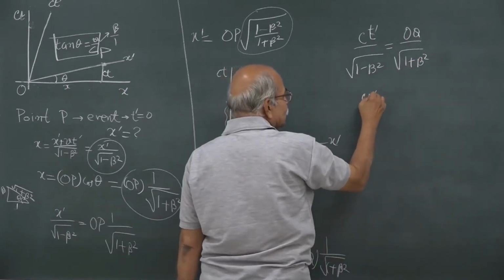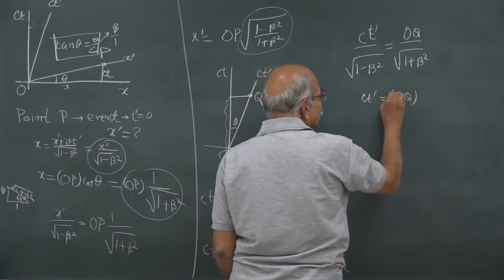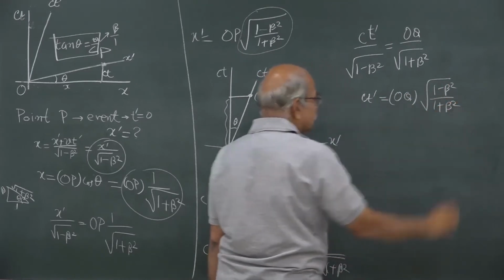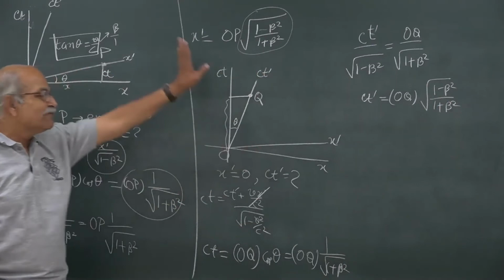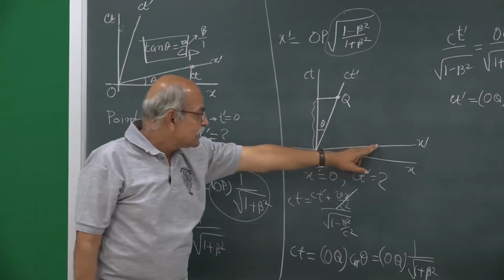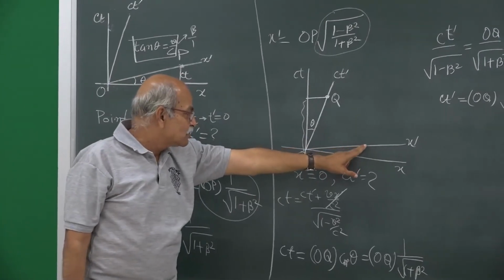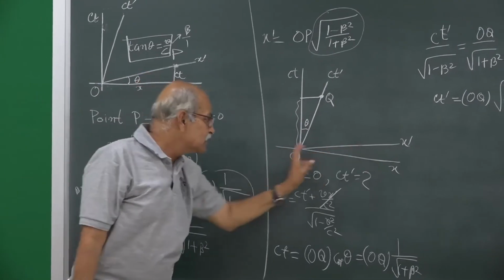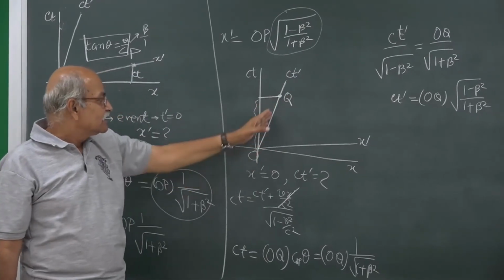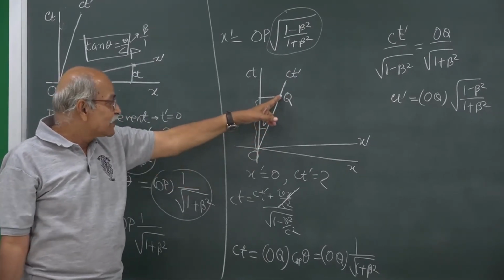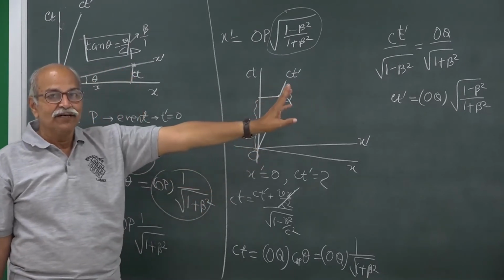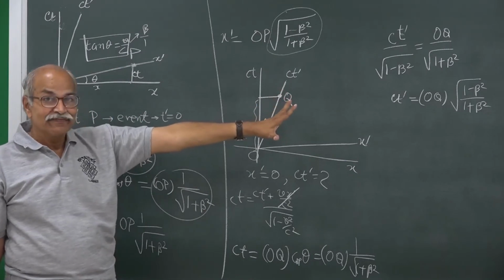So, CT prime is equal to same factor OQ multiplied by square root of 1 minus beta square over 1 plus beta square. So, for both the lines it is the same factor which is working. So, if you are on this line, so t prime is equal to 0, what is x prime? Measure this, multiply by the factor. If you are on this line, CT prime line, then you know that x prime is 0. What is CT prime? You measure length along this CT prime and then multiply by that factor. That is how you get this quantity.